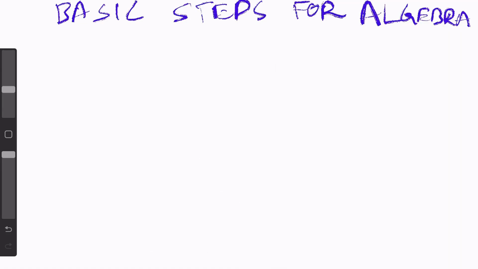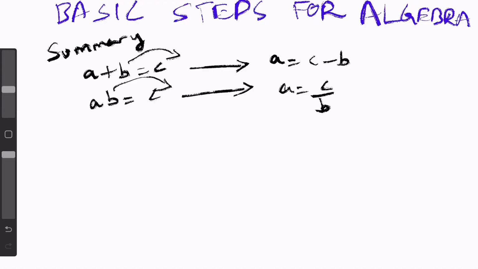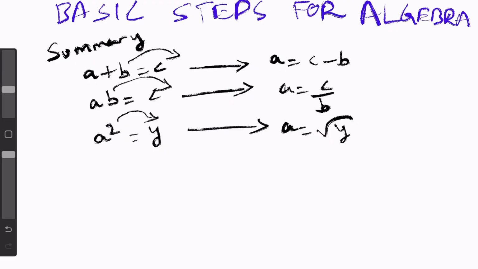Okay. Let's summarize everything we learned from the start of this video. Let's write it all in one place. Summary: if a plus b equals c, then what happens if b is sent to the other side? a equals c minus b. Understand? If ab equals c, then what happens if b is sent to the other side? a equals c by b. If a square equals y, then what do we get if we send the square to the other side? a equals root of y.